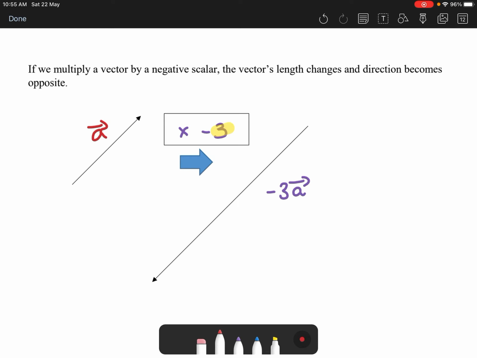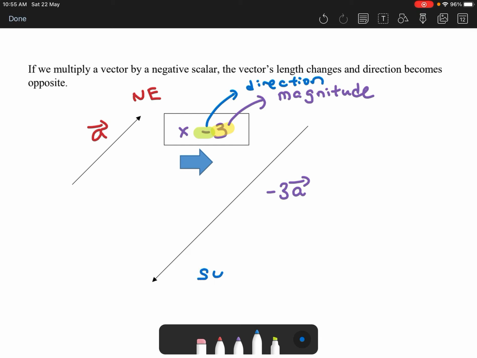Okay, and of course for the 3, this is to change the magnitude. And for the negative, it is actually to change the direction. So initially it's pointing in the northeast, now it's pointing to the southwest. Yeah, okay, so for the negative, something like a negative vector.